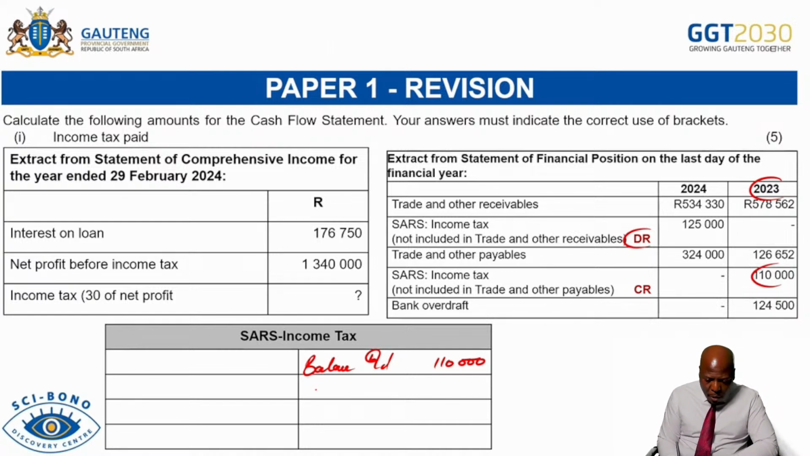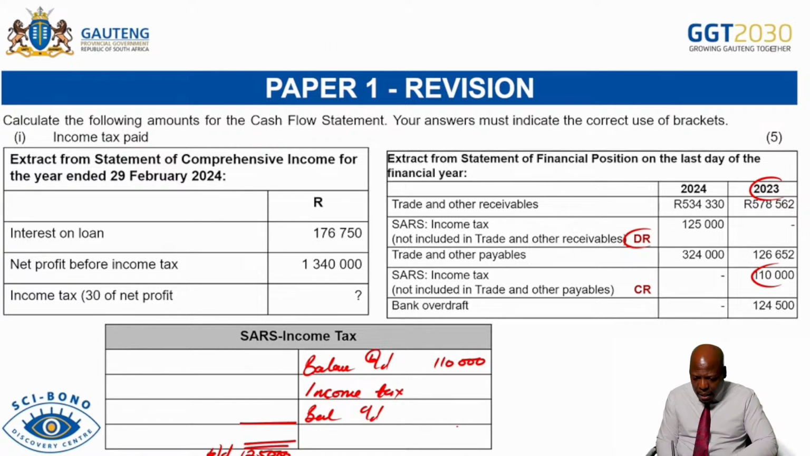So remember here, I'm going to have my income tax. And then here I'm going to have my balance carried down, because here it has to be balance brought down, which is 125,000 over there. Okay, so here I have my double lines, and the carry down becomes 125,000 over here as well.